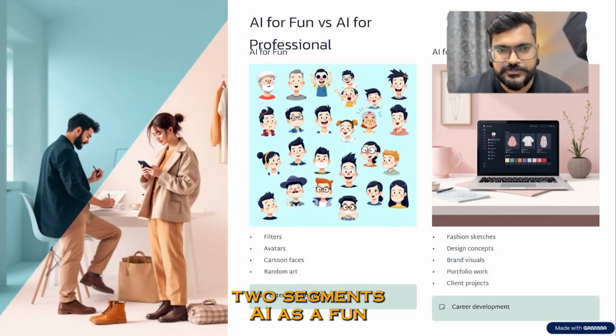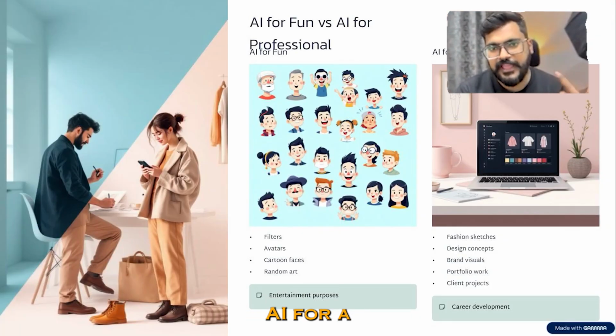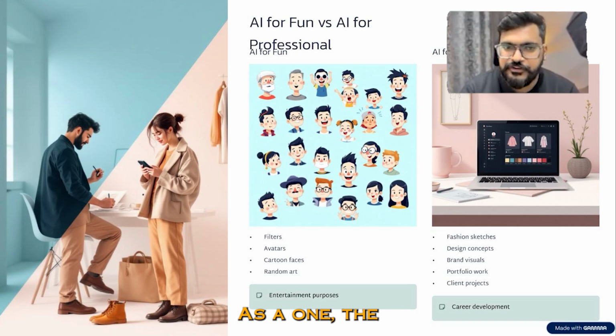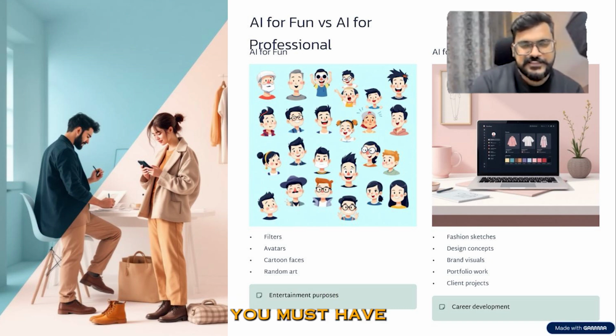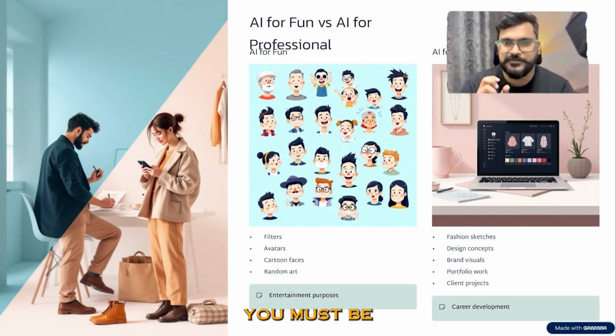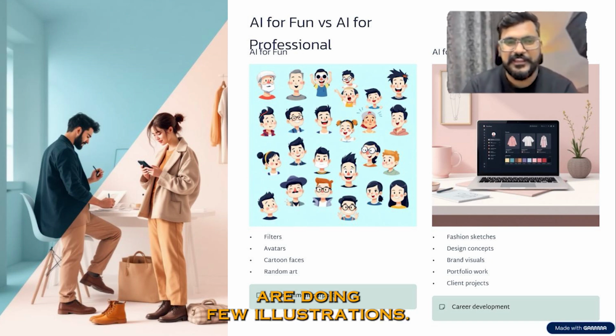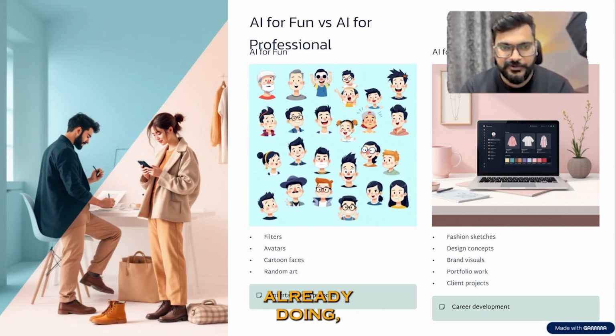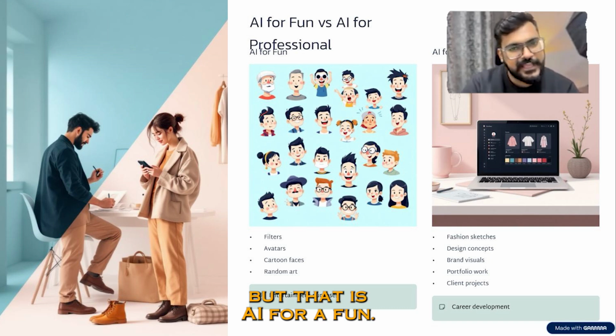So AI has two segments: AI for fun and AI for professional reasons. As for fun, you must have used it till now. You must have seen a lot of Instagram trends coming on a regular basis. Out of those trends, you must be picking some and doing a few illustrations. These things you are already doing, I know. But that is AI for fun.